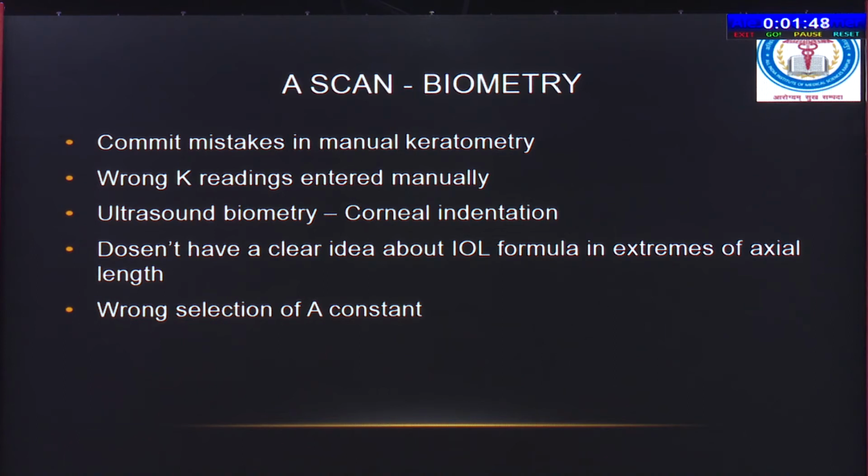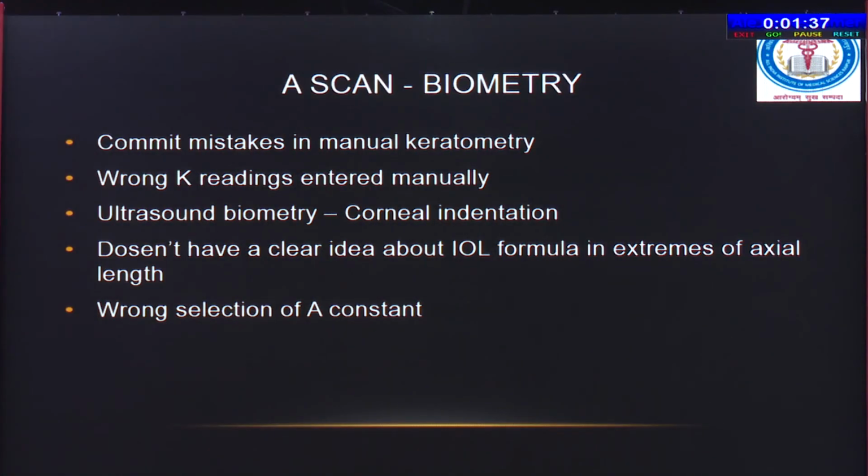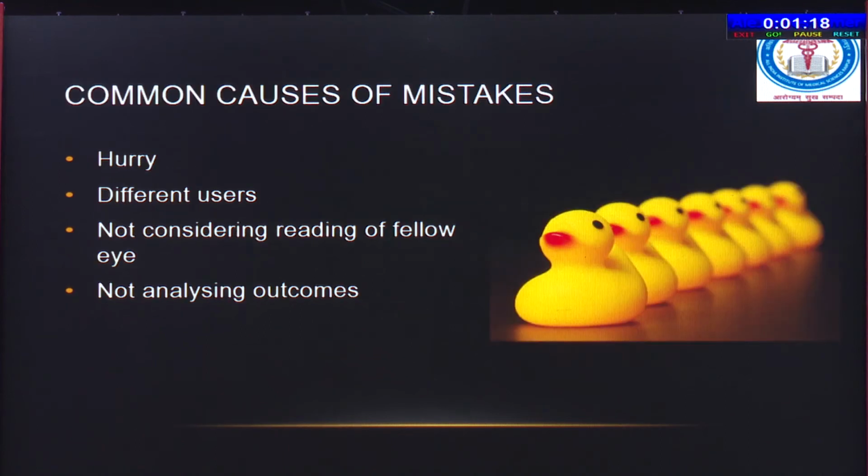The third is that they don't have a clear-cut idea about which IOL power formula has to be used in extremes of the axial length. When you talk about normal axial length, it's great, but when you talk about the myopes or hypermetropes, the formula changes. And this is also not there in the minds of the residents. There is also wrong selection of A constant, that is the A constant which is imprinted on the IOL. They generally put that, they don't know what the personalized A constant is or what the A constant readily available on ULIB is. So these are the common mistakes made by residents while they are doing the A scan.